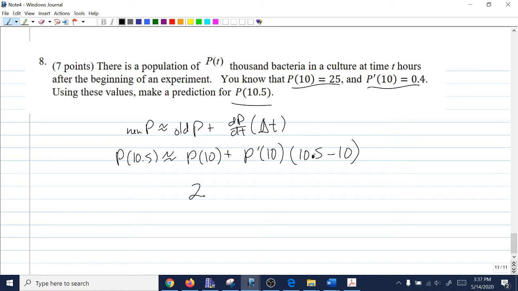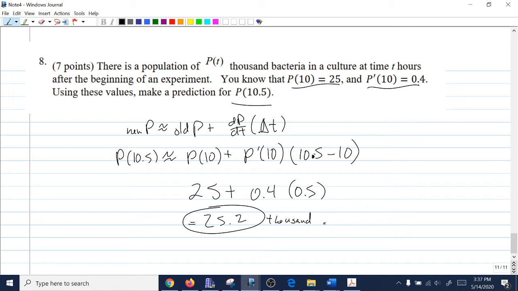Our value at 10 was 25. The derivative was 0.4. The difference is 0.5. Half of 0.4 is 0.2. It's 25.2. Make a prediction for P of 10.5: it is probably 25.2 thousand bacteria if I wanted units. This one's not particularly saying it wants units. Sort of, I care about, well, what? I don't care.